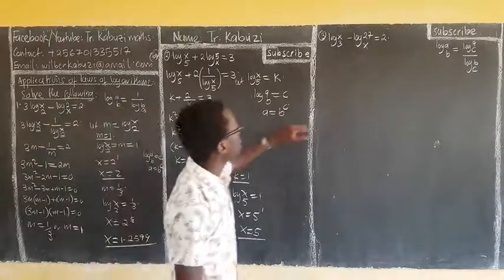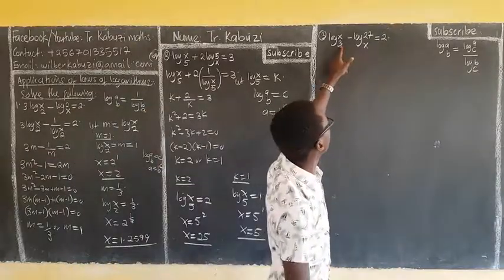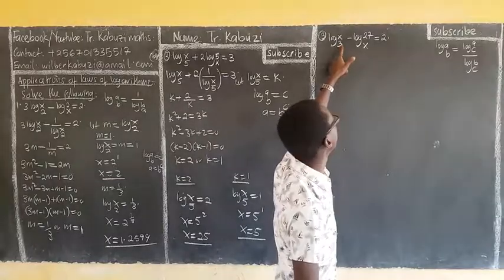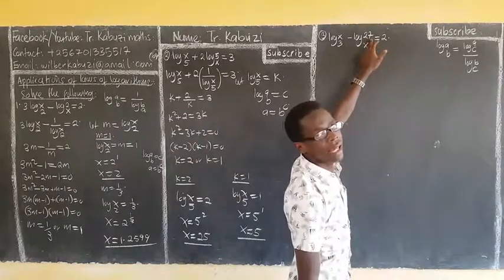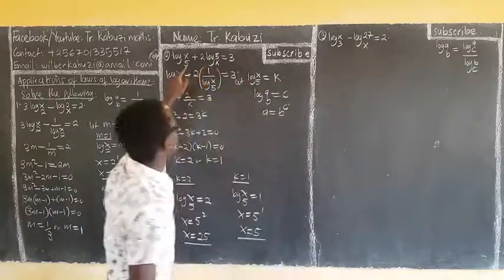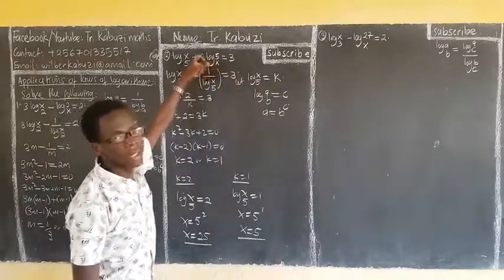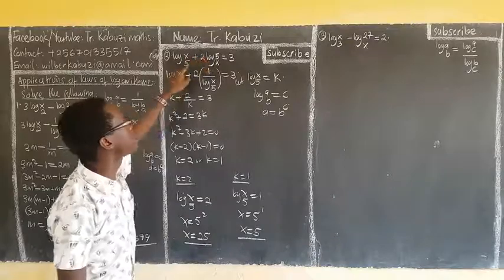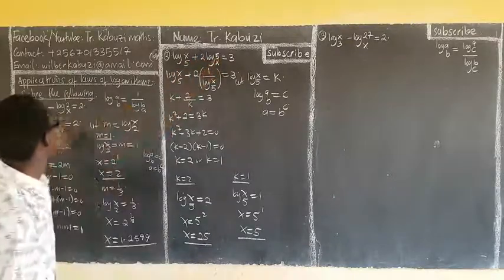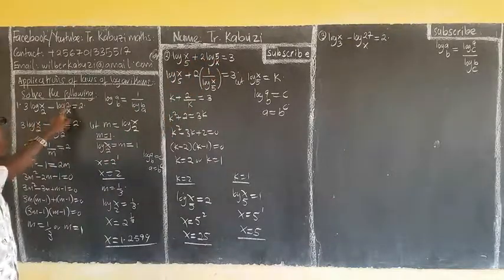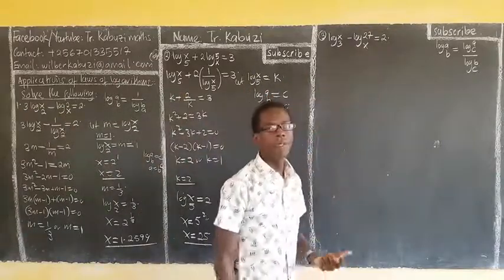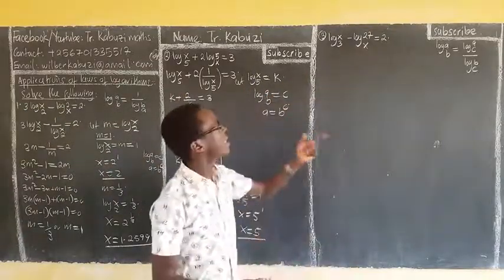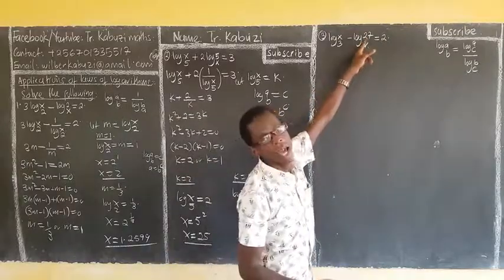Now, when I come to this, the base is not the same. This is 3, this is x, and even this figure is not the same as that. In the previous ones, the figures were the same, just that we had to change the base. But here, the base is not the same, and even the figure is not the same. So we first make that log have the same figure.